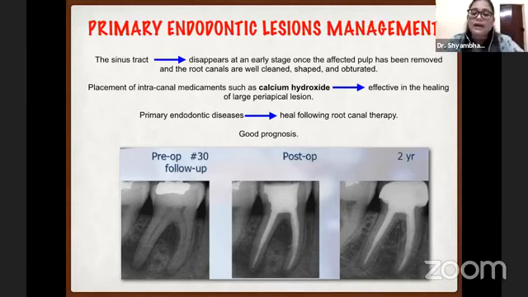Symptoms can be checked, and if there are no symptoms and the canals appear to be dry, then you can go ahead with obturation and the post-endodontic restoration, followed by a full coverage restoration if required. So this is how it goes with a primary endodontic lesion. And since there is no involvement of the periapex or a periodontal lesion, you do not need to go ahead with periodontal therapy per se, and just a good endodontic therapy with a good follow-up would lead to a good prognosis and long-term healing.